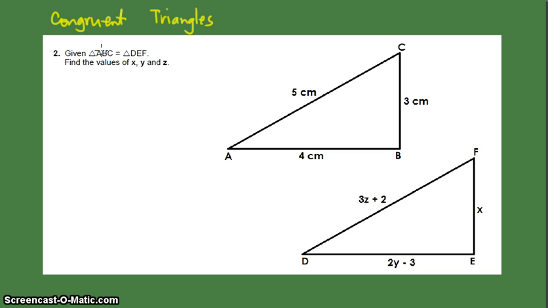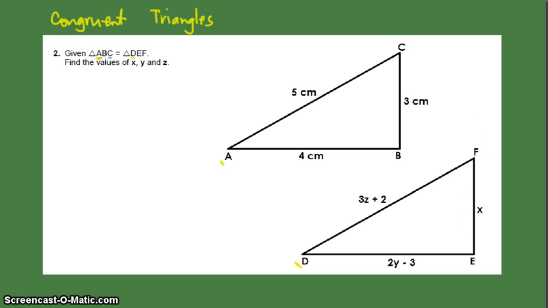So just to give you some review, if it says triangle ABC is congruent to triangle DEF, it means A corresponds to D, B corresponds to E, and C corresponds to F. So if we look at this on the figure, A corresponds to D, B corresponds to E, and C corresponds to F.